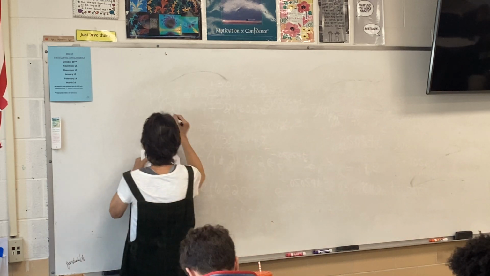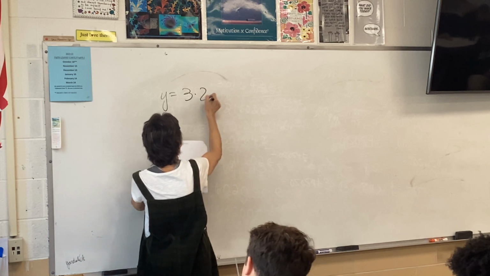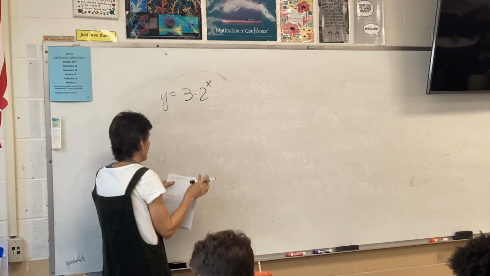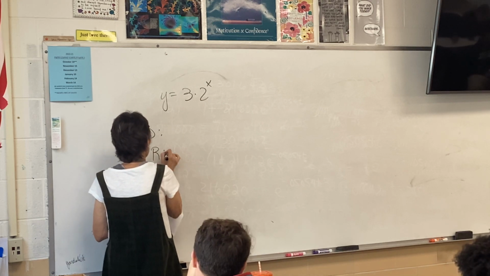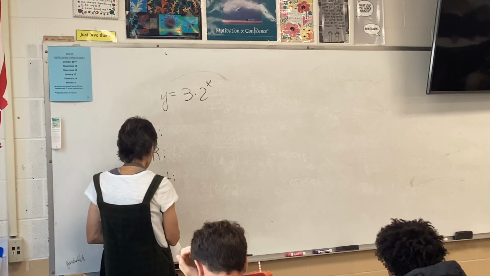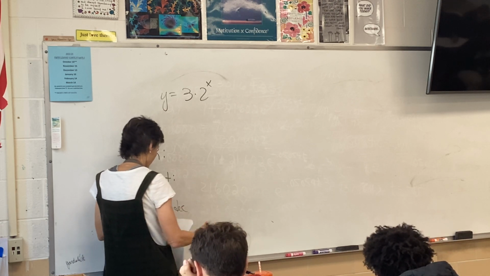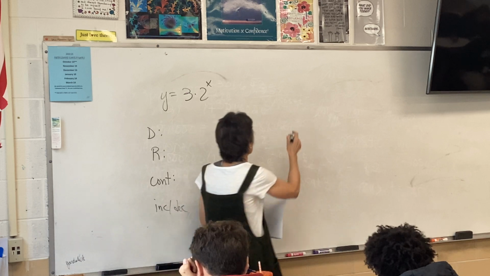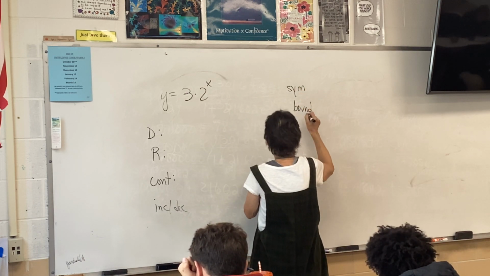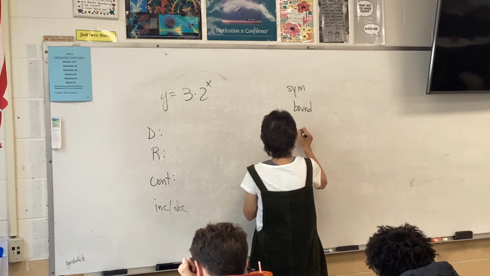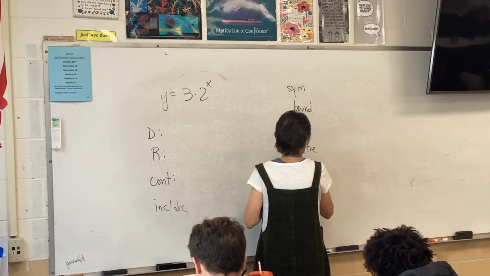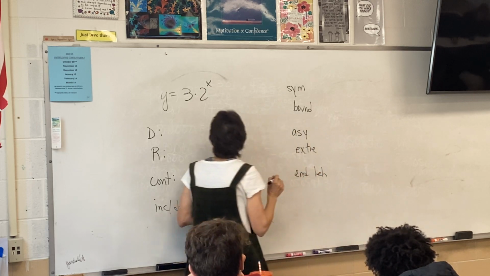All right, graph the function and analyze it for domain, range, continuity, and all that. So domain, range, continuity, increasing, decreasing. So in other words, we're doing a function analysis of this. Symmetry, boundedness, asymptotes, extrema, and end behavior. Okay.